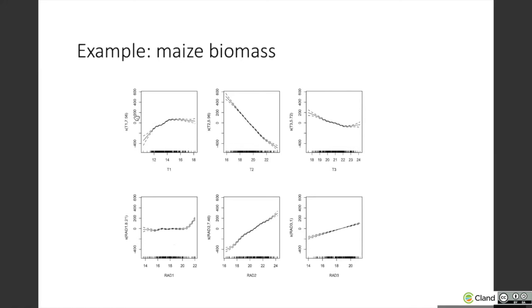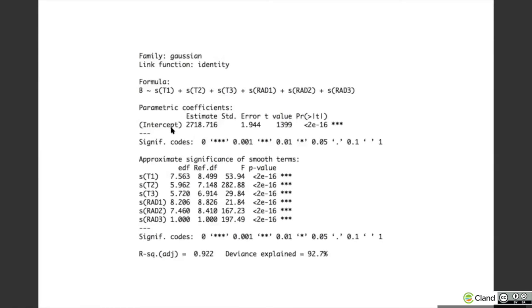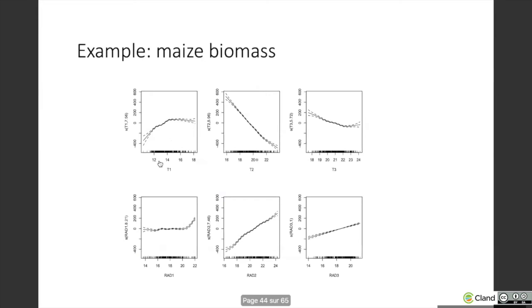As you can see here, the y-axis covers negative and positive values. It's because this is not directly the biomass, it is the biomass compared to the mean value. So it's an anomaly of biomass. It means that if you want to derive the biomass prediction from this model, you have to add the intercept to the different function outputs. And the intercept is provided here. It's 2718. So if you want to predict the biomass for, I don't know, T1 of 10, T2 of 15, T3 of 15, you first take this value, 2718, and then you add the corresponding value calculated by this response function here. Sometimes it will be positive, sometimes it will be negative.